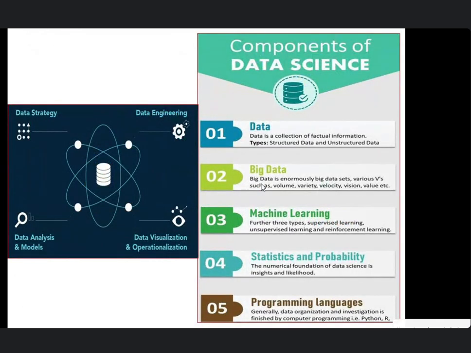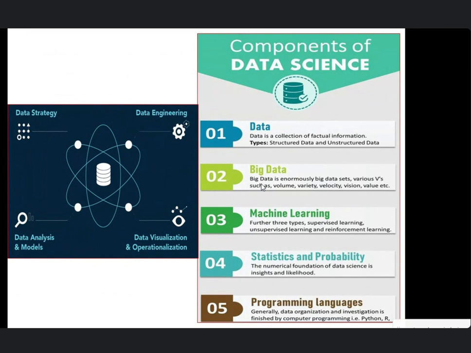The actual technical major components of data science are data, big data, machine learning, statistics and probability, and programming language. These are the major components technically. That is professionally, this is technically. So data is a raw material. Data may be structured data, unstructured data, or semi-structured data.